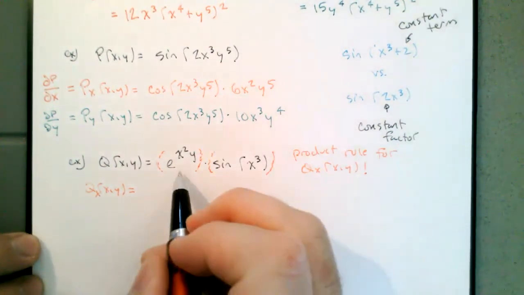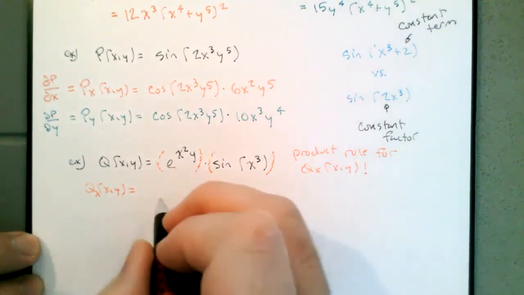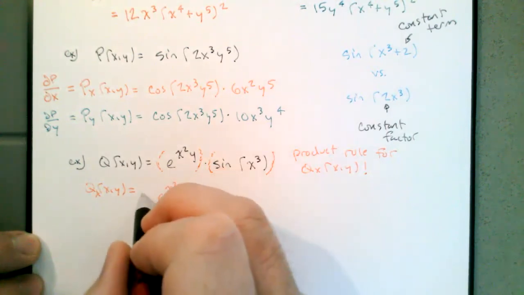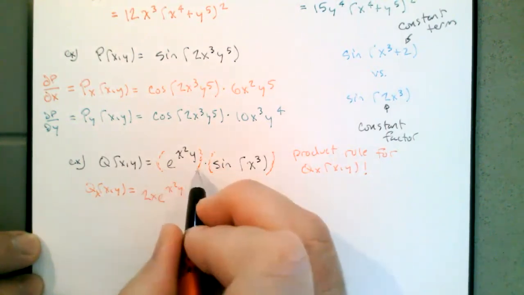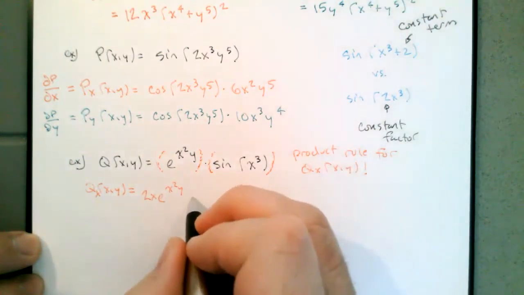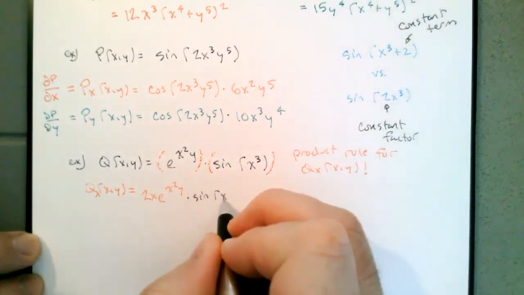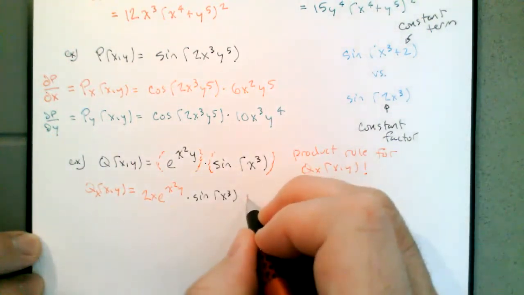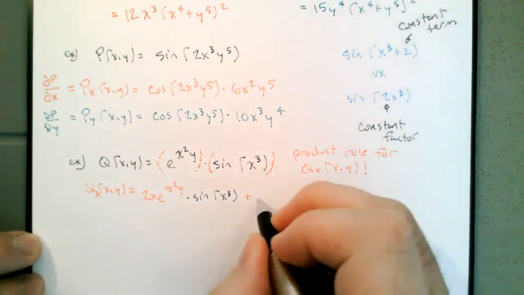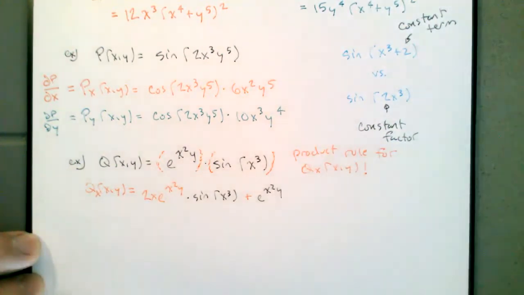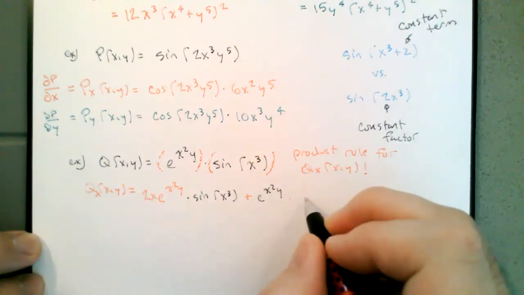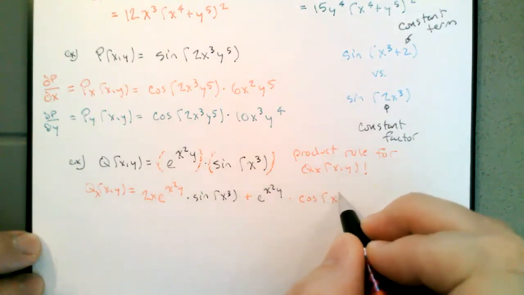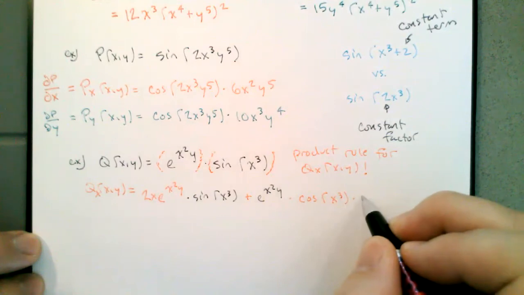So we'll take the derivative of the first. The derivative of e to the something is e to that thing times the derivative of that thing. So there's the derivative of the first times the second, plus the first times the derivative of the second. The derivative of sine of a thing is cosine of the thing times the derivative of the thing.